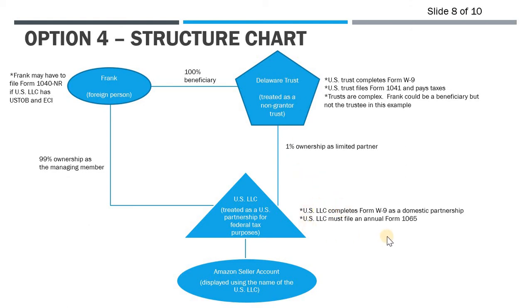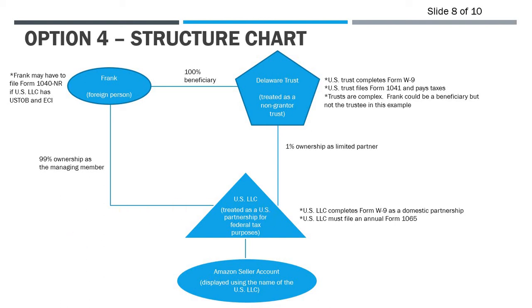So similar tax filings. Again, the LLC completes its 1065. The Delaware Trust completes a 1041, and it pays tax on its 1% allocation of the income here. And then Frank, again, whether he files a 1040-NR is really going to depend on the USTOB and ECI issues that either are prevalent here or not. So again, that's a whole different discussion, a much deeper dive into the activities that you're conducting within the U.S.